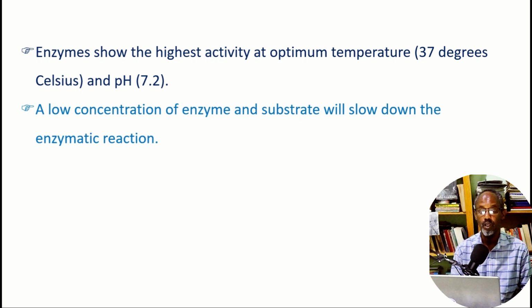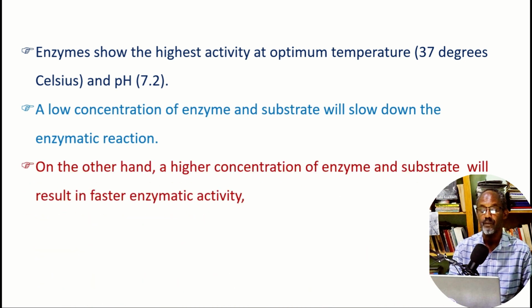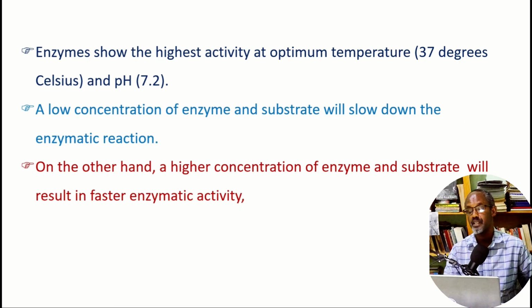As we increase the amount of substrate, the rate increases, but not always, until it reaches saturation point. I've told you this, until it reaches saturation point, where the rate becomes constant and the reaction has reached Vmax for a fixed amount of enzyme, of course. Otherwise, low concentration of enzyme means the rate is low. Low concentration of substrate means low rate. On the other hand, a higher concentration of enzyme and high substrate will result in faster enzyme activity.